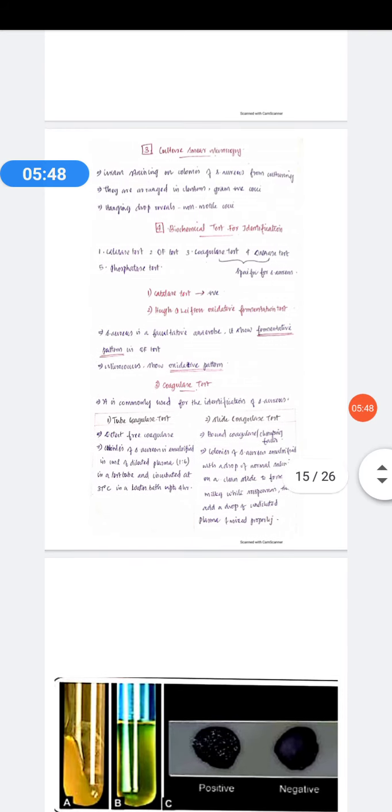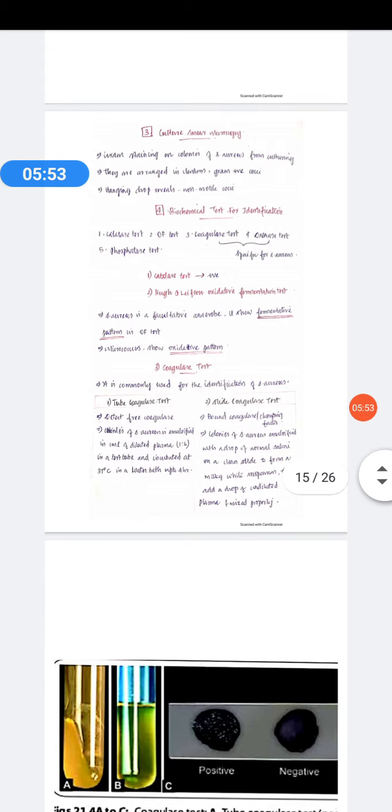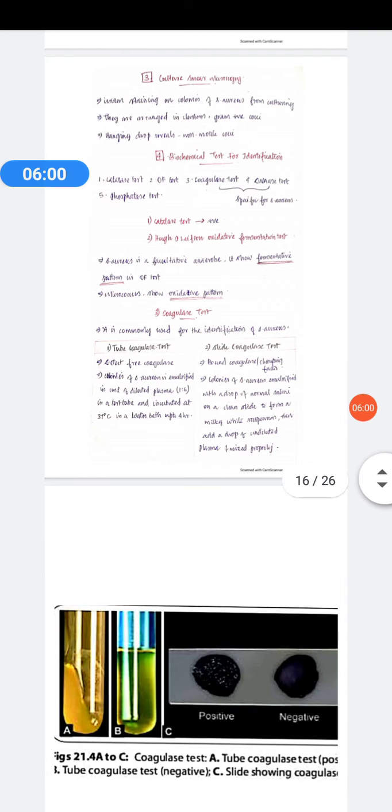Then come to the third lab diagnosis method, that is culture smear microscopy. What do you mean by culture smear microscopy? It is also the gram staining method, but the specimen used here is the colonies formed in the culture methods. Here we can see they are also arranged in clusters. It is also a gram-positive cocci. The hanging drop reveals non-motile cocci. So we can say Staph aureus is also a non-motile cocci.